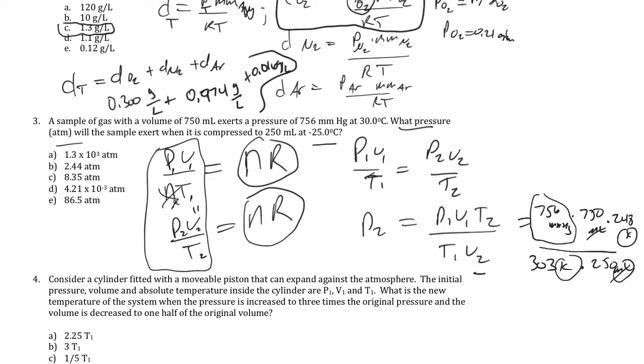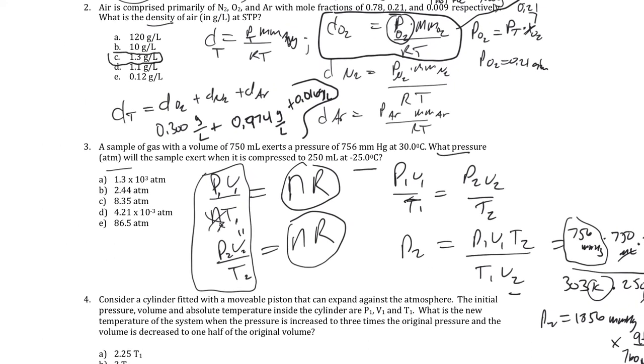So let's do 756 times 750 times 248 divided by 303 divided by 250, which gives me 1856, but this is still millimeters of mercury. So P2 would be 1856 millimeters of mercury, and then 760 millimeters of mercury per ATM. So I just need to divide by 760. I get 2.44 ATM. So I get answer B.